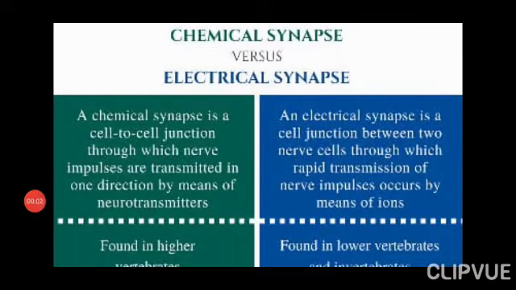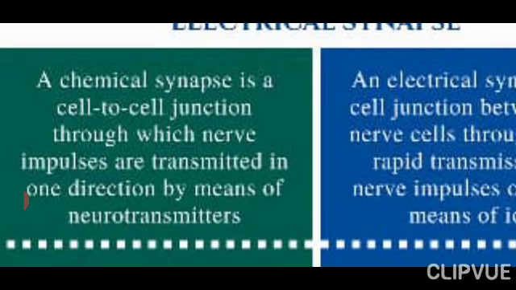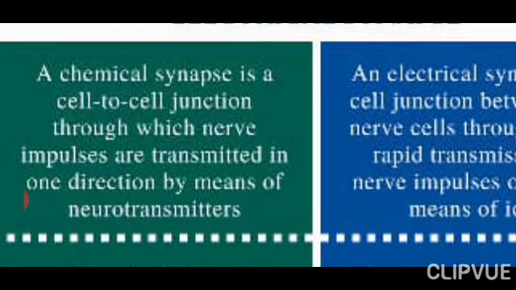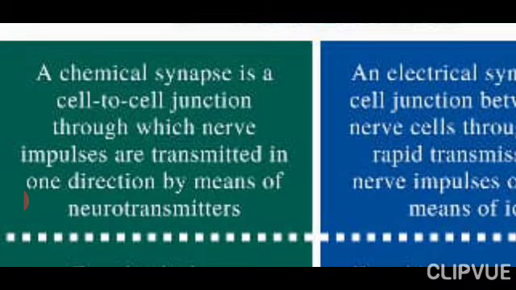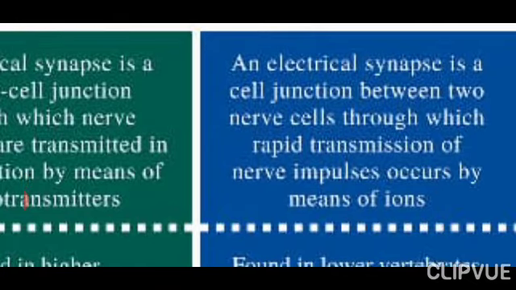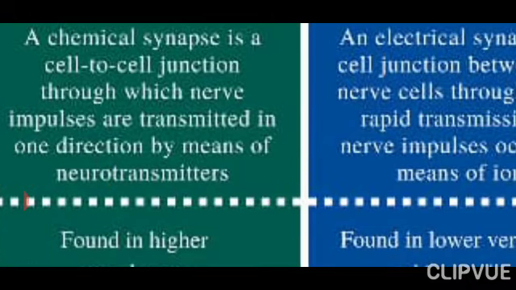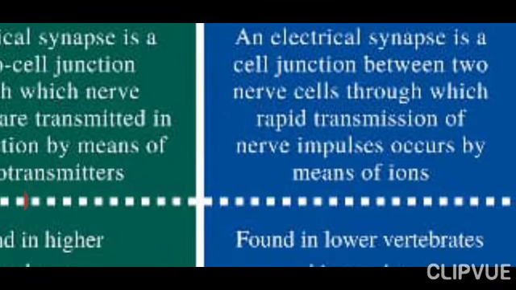Let's do a quick comparison between chemical synapse and electrical synapse. One, a chemical synapse is a cell-to-cell junction through which nerve impulses are transmitted in one direction by means of neurotransmitters. Do you get that? One-way direction with the use of neurotransmitters. What about an electrical synapse? It is a cell junction between nerve cells through which rapid transmission of nerve impulses occurs by means of ions. Chemical uses neurotransmitters, which are chemicals. Electrical uses ions. That's one.